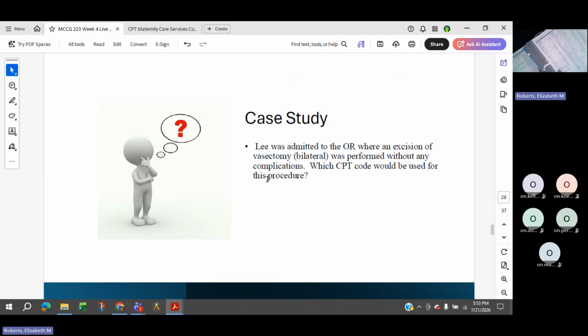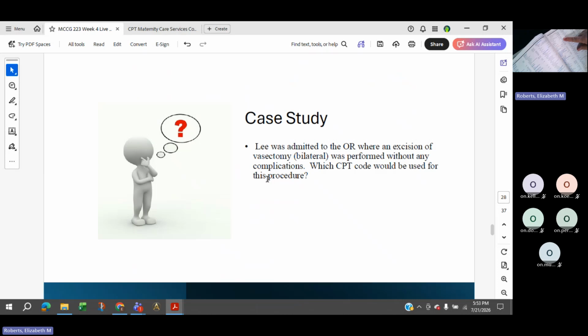Technically, we are excising a portion of the vas deferens, which is that little tube that holds the seminal fluid. They cut out about a centimeter of that vas deferens. I had a friend once whose husband got a vasectomy, and they showed it to her. She said it looked like a macaroni noodle. You probably didn't want to know that, but let's see.